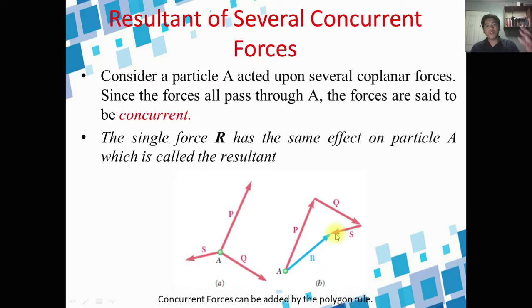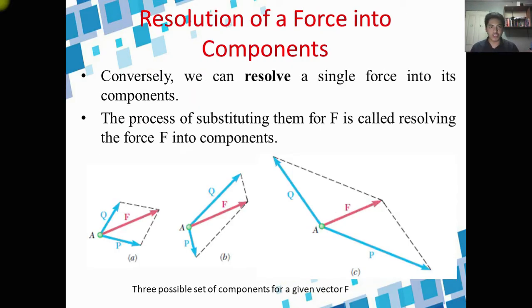To draw the resultant, we need to draw a vector emanating from the very first tail of vector P up to the very last tip, which is that of S. So this is now the resultant force. These forces P, Q, S can always be expressed as a single force, the resultant. The effect of these forces on particle A is the same as the effect caused by this resultant on particle A.